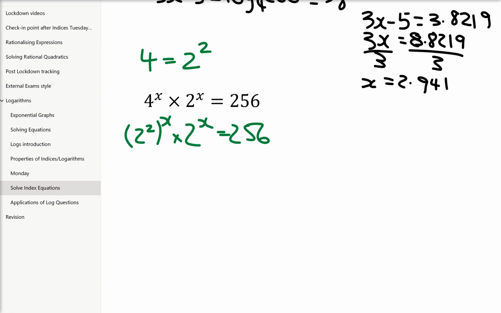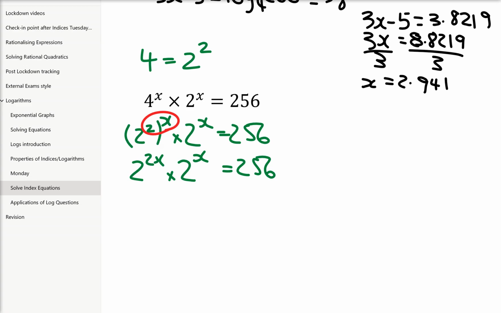We'll do that one in a minute. That one there, we'll do that later. So this now is 2 to the power of 2 to the power of x. How do you do that? Yeah, you times these exponents. That's that indices stuff you did at the start of this topic. So this is now 2 to the power of 2x times 2 to the power of x is 256.